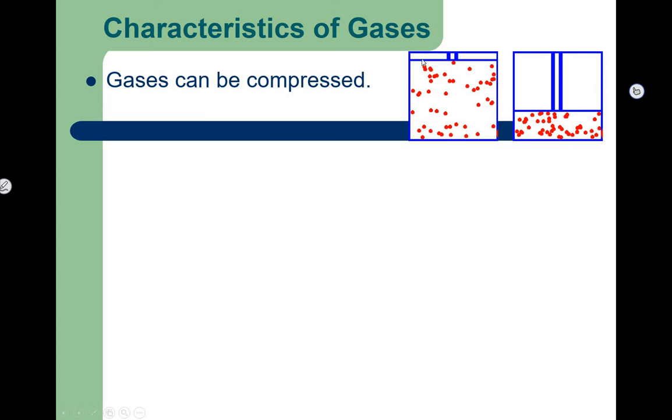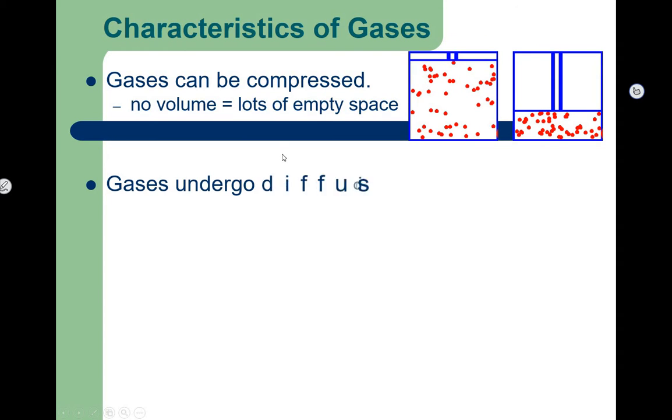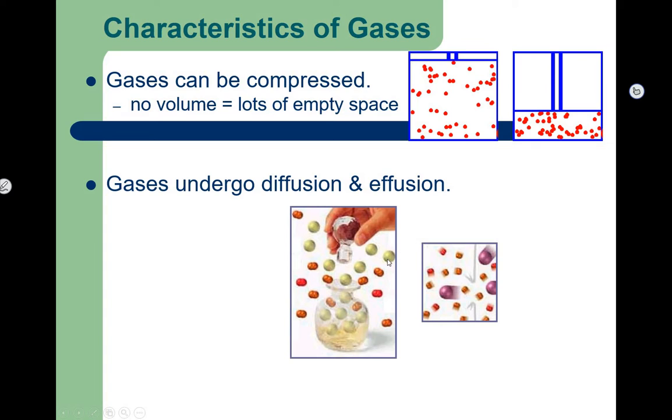Some characteristics of gases, they can be compressed. Okay? They basically have no volume, but they have lots of empty space. Gases undergo what we call effusion and diffusion. So effusion is through a hole, like a pinprick hole. So if I have a gas line and I have a pinprick hole in that gas line, the chemical they put in there for me to smell it, to know that there's a leak, is effusing through the hole and then diffusing through the area. So diffusing is like going through the room, randomly mixing with the room. Okay? But effusing is through a hole.